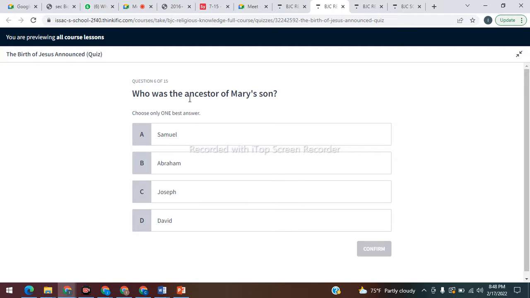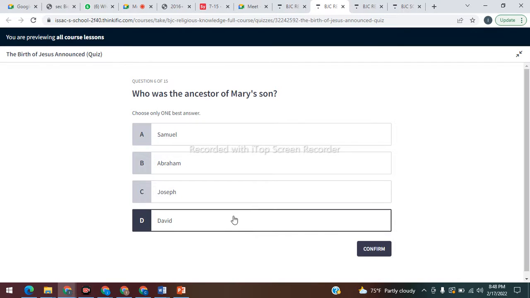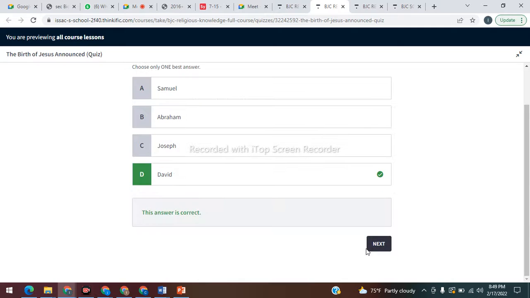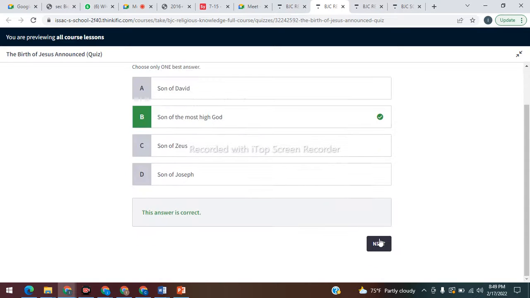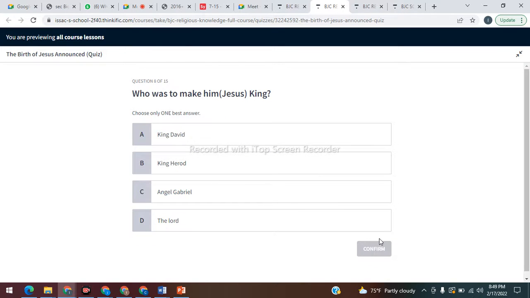Who was the ancestor of Mary's son? Joseph. D. Okay. He was to be called the Son of the Most High God. Jehovah, you are the Most High.